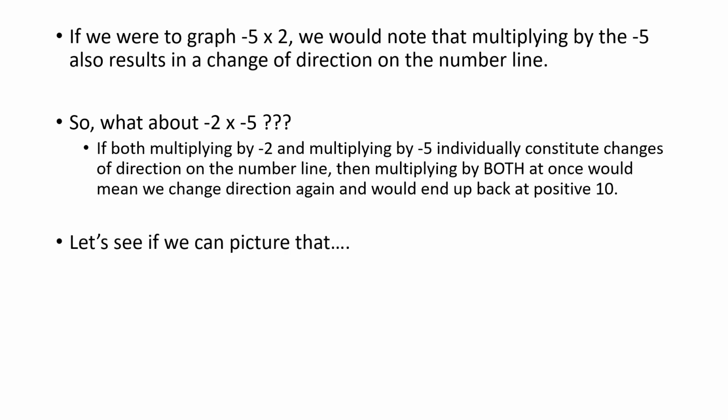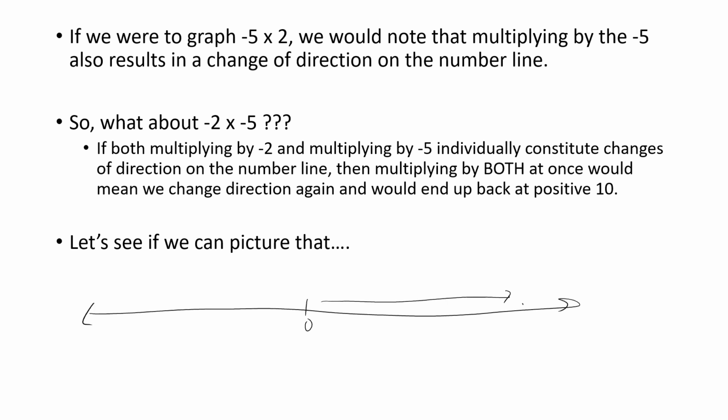So let's just see if we can picture the reasoning there. Okay, so we have our number line, we have a 0. If both numbers are positive, then we move to the right. If one number is negative, we move to the left. But if the other number becomes negative, then we would change directions again and end up being back at the positive 10. So in this kind of scenario, with this description, we're making it very visual on the number line.